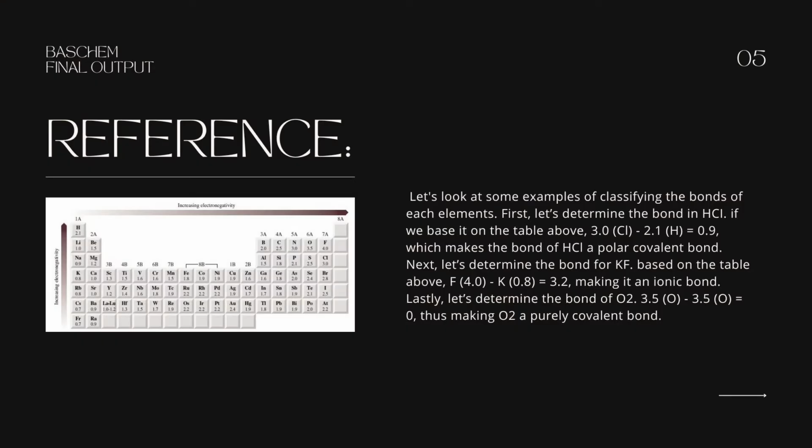Let's look at some examples of classifying the bonds of each element. First, let's determine the bond in HCl. If we base it on the table above, 3.0 minus 2.1 is equal to 0.9, which makes the bond of HCl a polar covalent bond. Next, let's determine the bond for KF. Based on the table above, 4.0 minus 0.8 is equal to 3.2, making it an ionic bond. Lastly, let's determine the bond of O2. 3.5 minus 3.5 is equal to 0, thus making O2 a purely covalent bond.